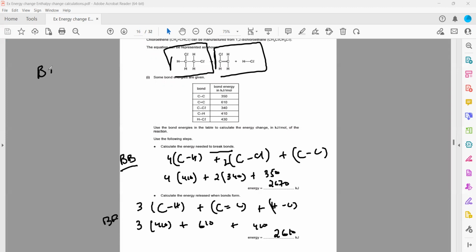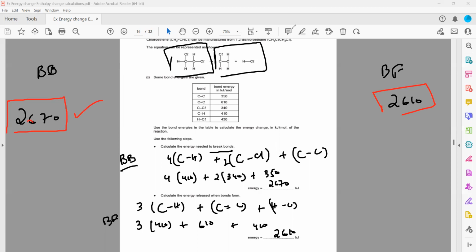The reactant side is bond breaking, the product side is bond forming. So the bond breaking energy, when we calculated, was 2670. But the bond forming energy is how much? 2610. So what will be the type of the reaction this time? Is it endo or exo overall? The bond breaking is 2670. The bond forming is 2610. So overall, this reaction will be endothermic because the bond breaking is more.